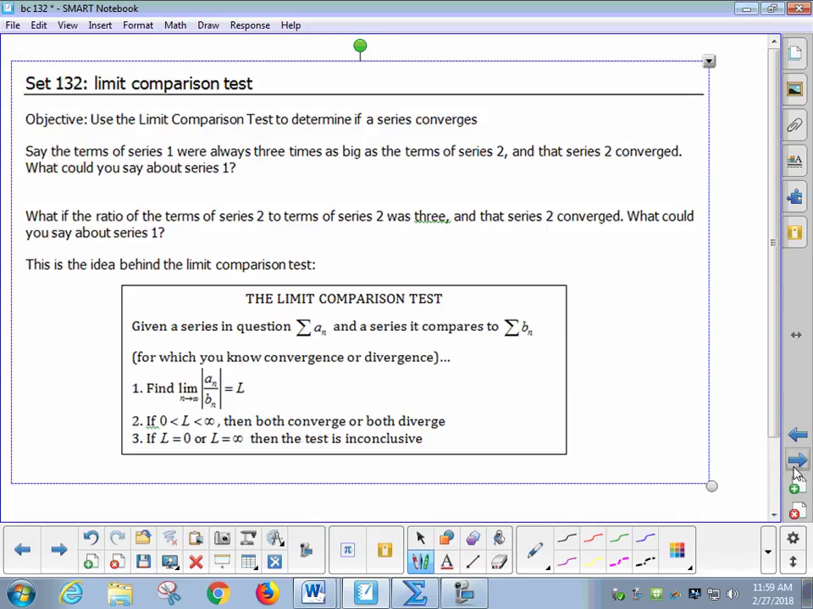We've done a lot of tests, and some are more valuable than others. This is the best test there. The limit comparison test is the best test. It's super duper handy, and it smokes the direct comparison test.